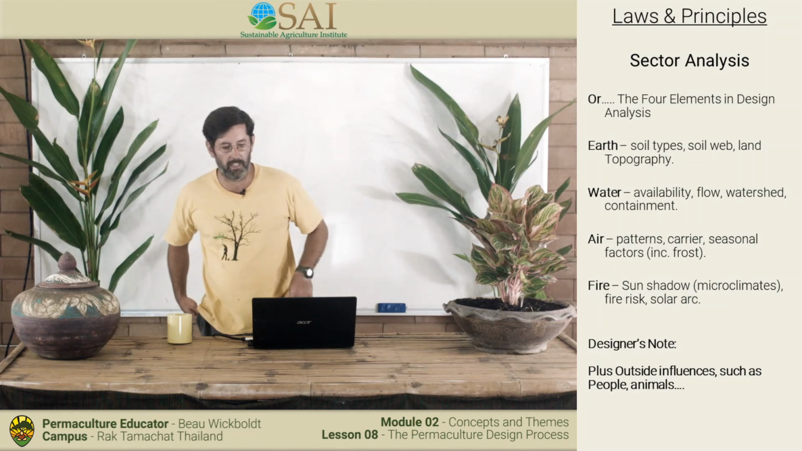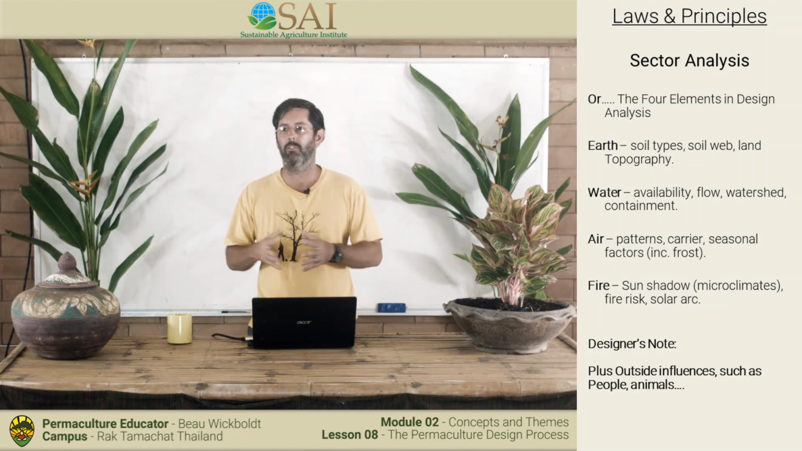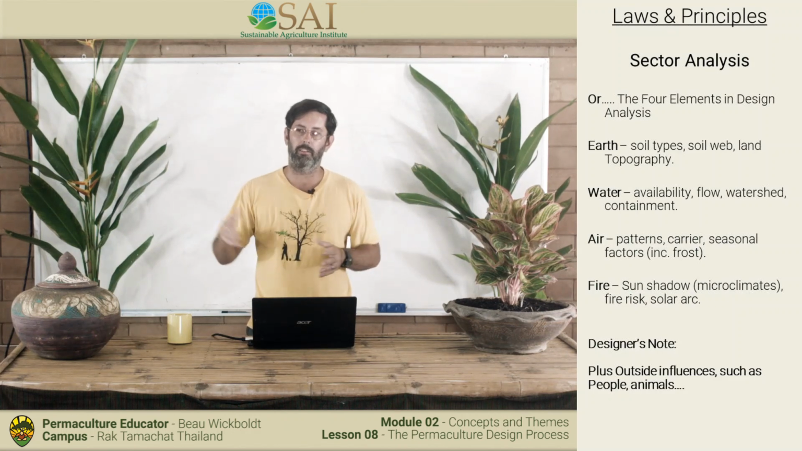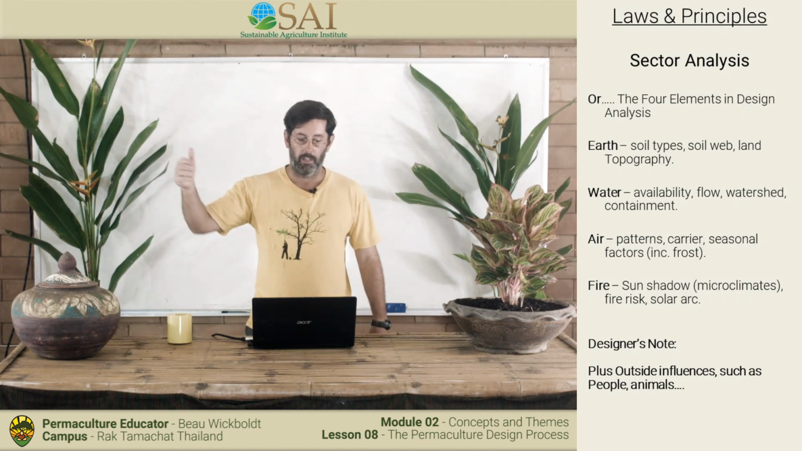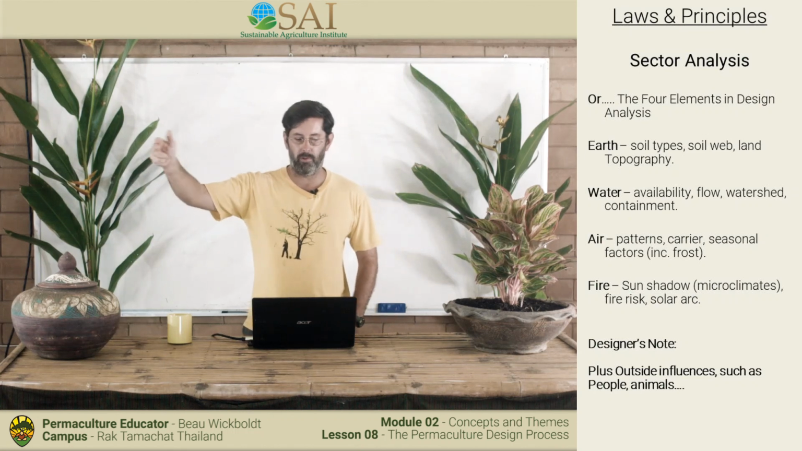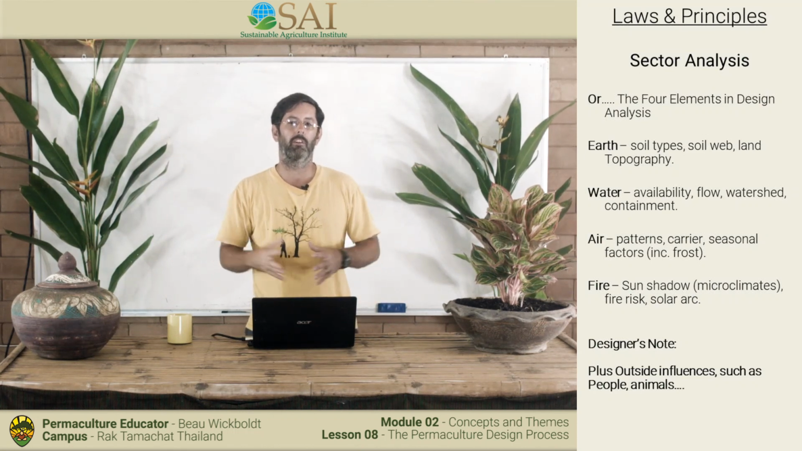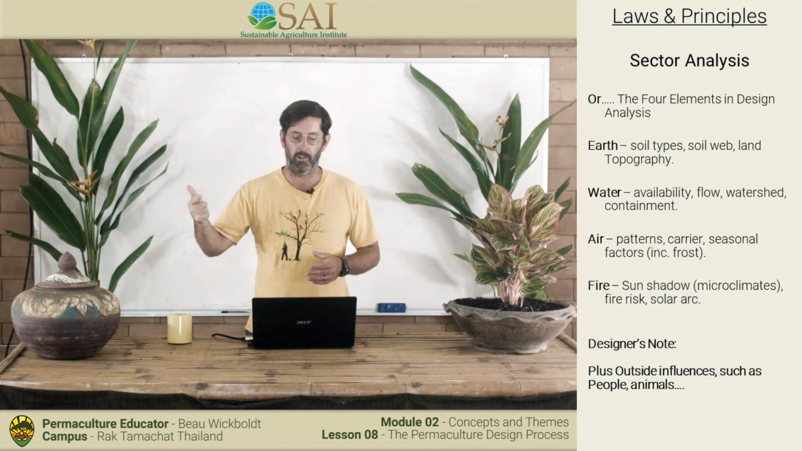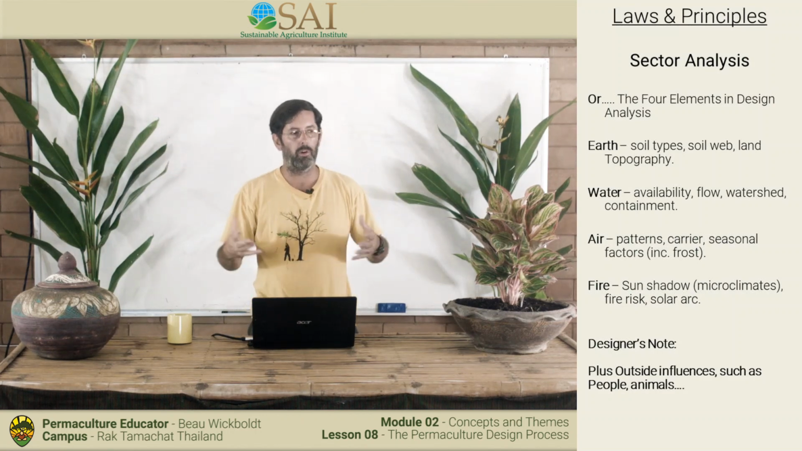So your sector analysis, or another way of looking at it, the same way I like to do it at compost. There's no right or wrong way. We just look at things in different ways. The four elements of design analysis: earth, water, air, and fire. So earth: what type of soil types, the soil food web, or land and topography. These are things in permaculture related to earth. Water: what's the availability, the flow, what's your watershed, the top of your land to the bottom, and/or containment.